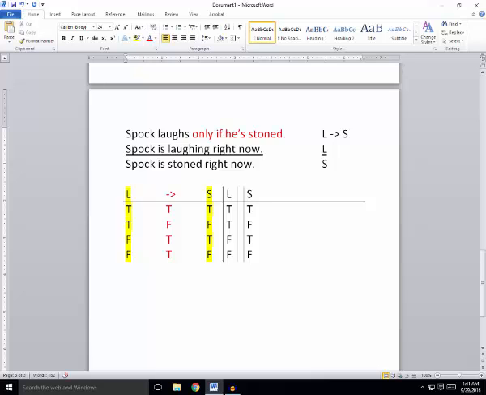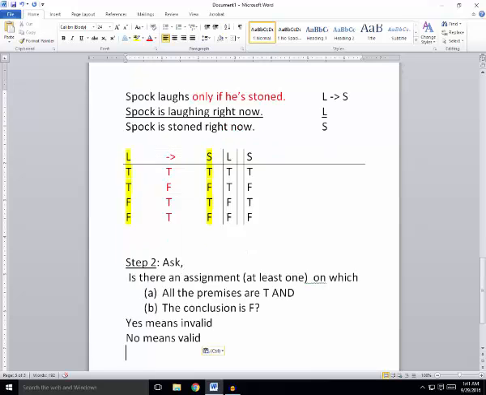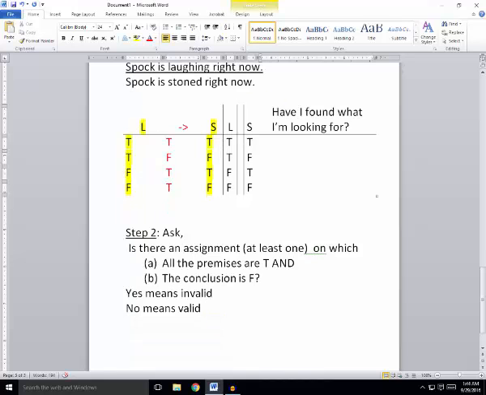The next step is to ask the question, is there an assignment, at least one assignment, where all the premises come up true and at the same time the conclusion comes up false? So let's go down the line and see what we got. On the first assignment, both premises are true, but the conclusion is true on that assignment, so that is not what I'm looking for. And once again, that means that I keep looking. On the second assignment, the first premise is false. Well, I'm looking for an assignment where all the premises are true, so that's also not what I'm looking for. So I still haven't found what I'm looking for.